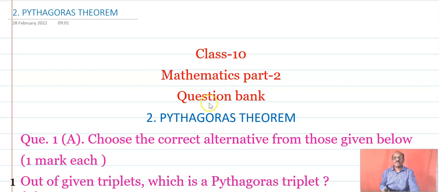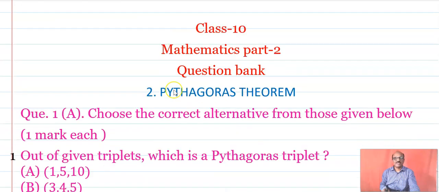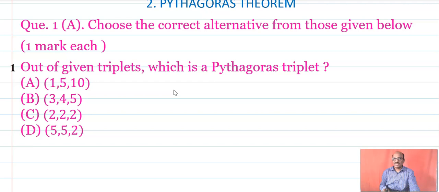Mathematics part 2 question bank, Pythagoras theorem. Now the question number 1a, choose the correct alternative from those given below, 1 mark each.